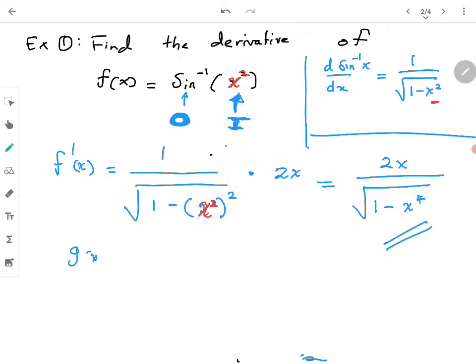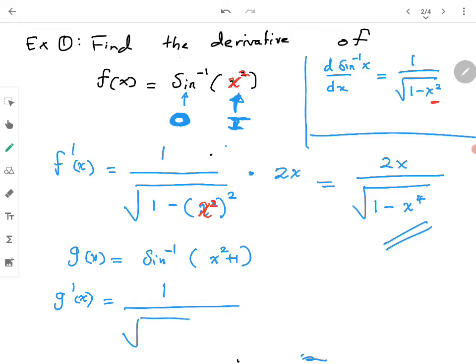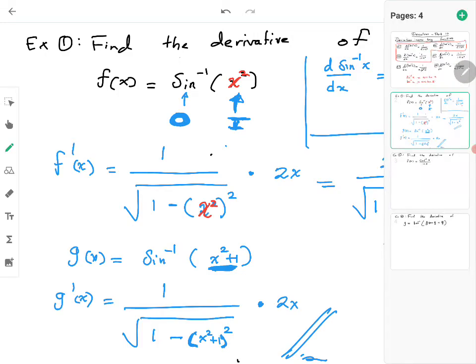So for example, if you had g of x equals sine inverse of x squared plus 1, then g prime of x would be 1 over square root of 1 minus, now instead of x squared, you need to write the inner part, which is x squared plus 1, squared, times the derivative of the inner function, which is 2x. So remember, when you are using the chain rule, you write the inner part here, not x.